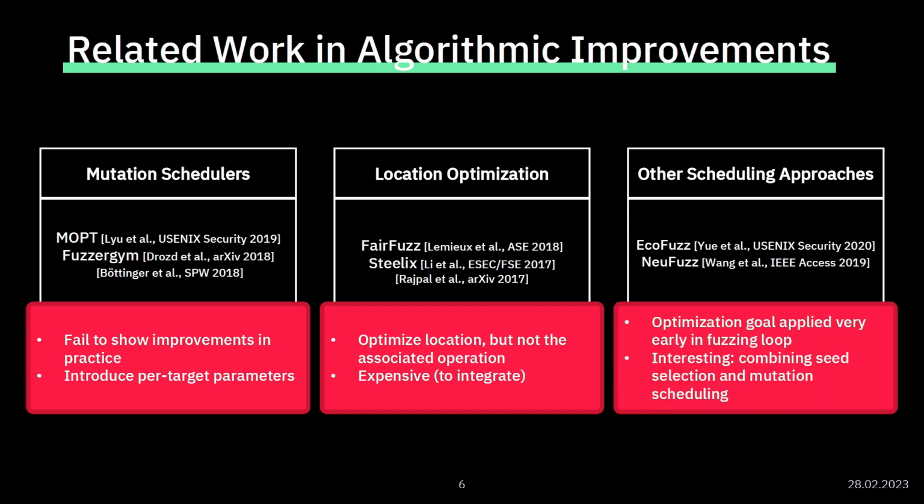Finally, the other scheduling approaches usually target a very early step in the fuzzing loop. So it might be that some kind of contradictory effects get applied later, but they are highly interesting to combine with other approaches.